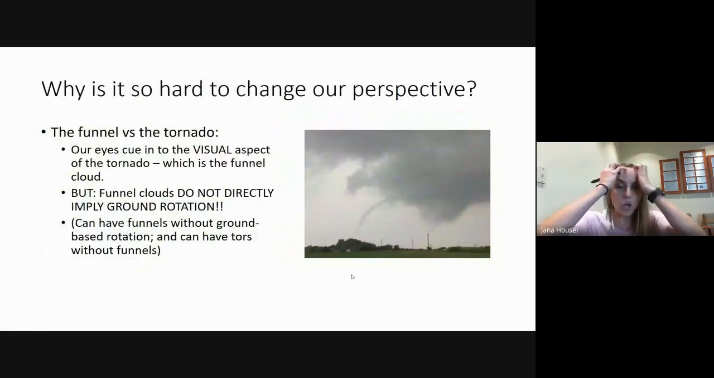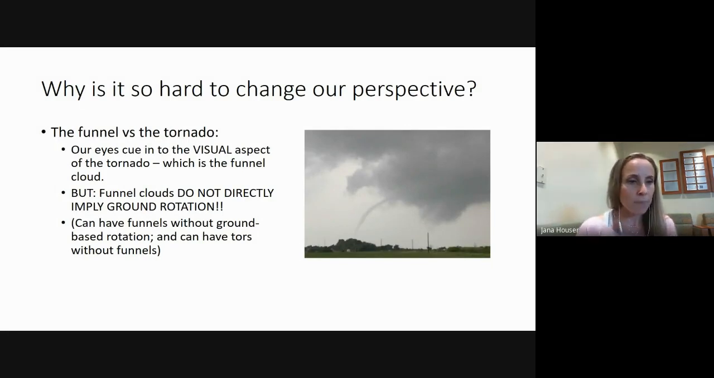Okay, so why is it so hard to change our perspective? I hope you're understanding right now that it's unlikely that this top-down process is actually happening. And if it is happening, it's happening on timescales much more rapid than what we have originally and historically attributed this descending process to. So I think our perspective is based on what those visual cues are, what we are seeing with our eyes, with the funnel cloud in particular. We kind of attribute a tornado to the funnel cloud, whether we like it or not, whether it's part of the formal definition or not.